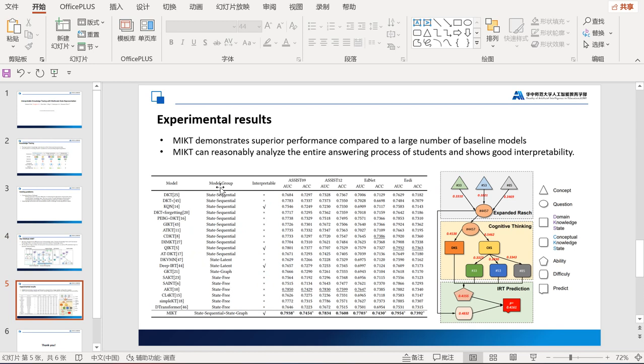Finally, the experimental results show that MIKT demonstrates superior performance compared to a large number of baseline models. MIKT also can reasonably analyze the entire answering process of students and shows good interpretability.